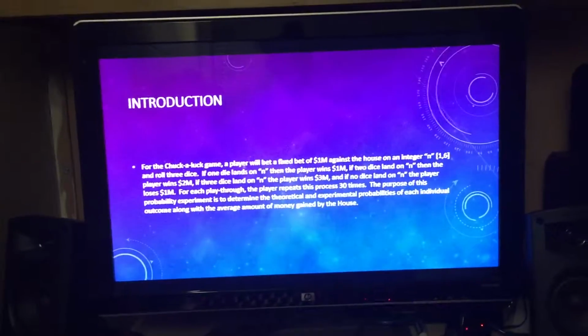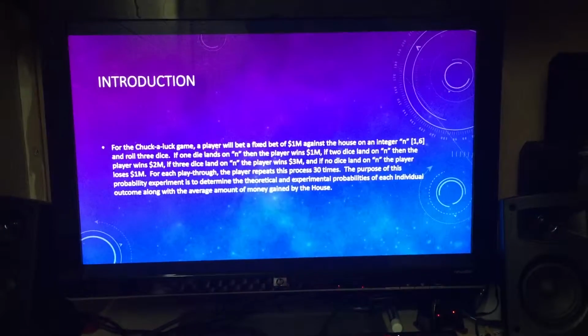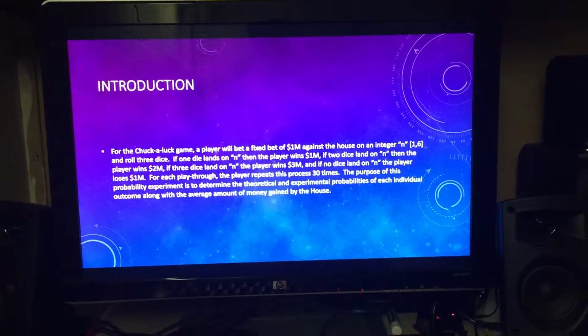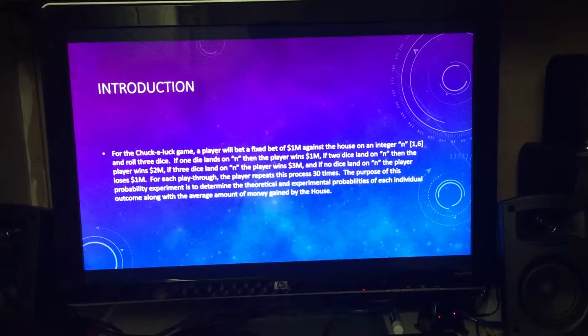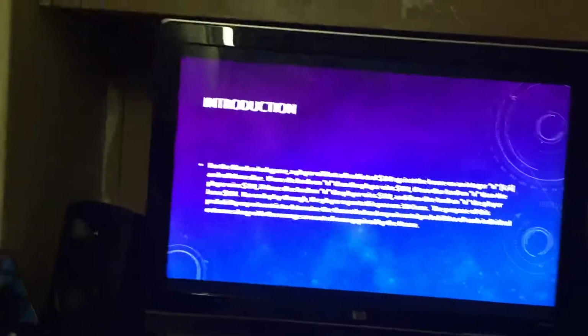For each playthrough, the player repeats this process 30 times. The purpose of this probability experiment was to determine the theoretical and experimental probabilities of each individual outcome, along with the average amount of money gained by the house.